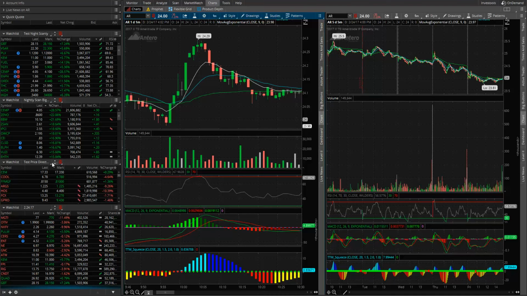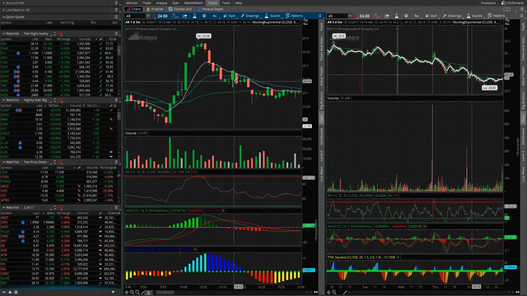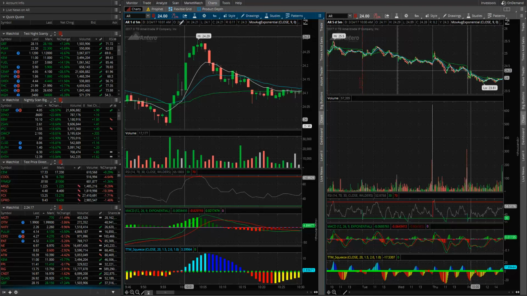That's why I like that price direction up. And then you can do the opposite. Let's say you want to see stocks that are actually collapsing at the open, because you may want to either short or dip buy it. All right, you could do the same thing.